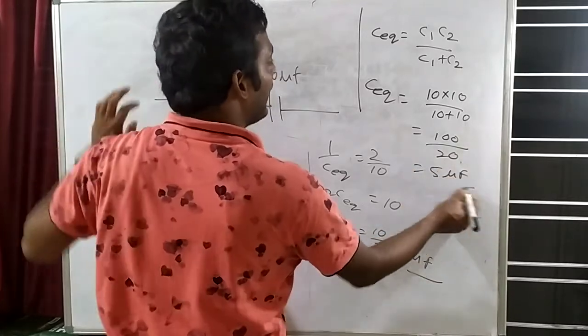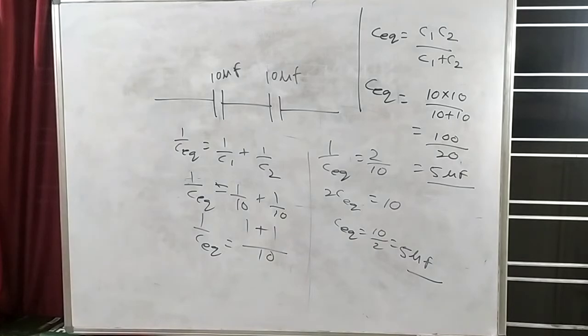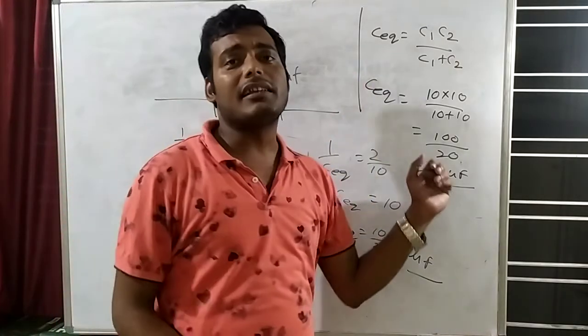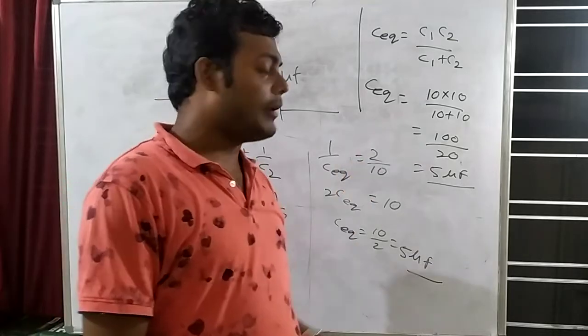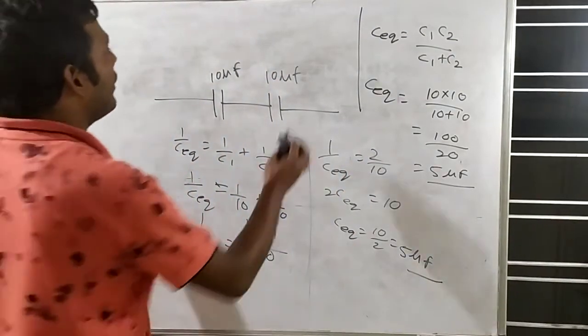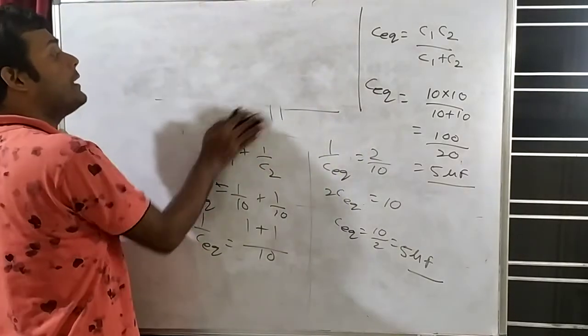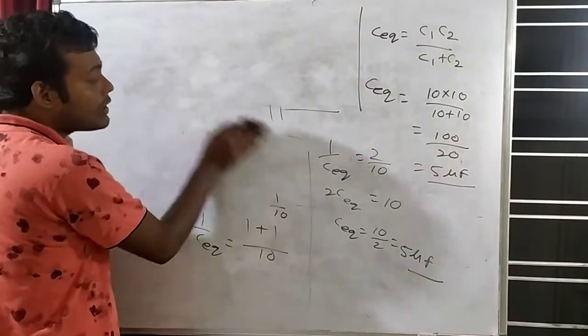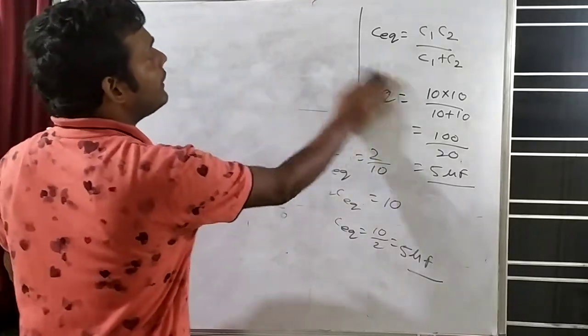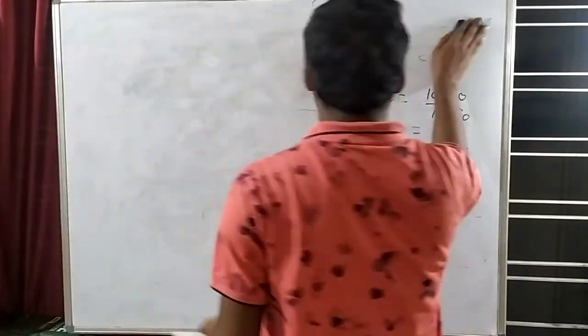See? The direct answer is coming now. So when two capacitors are connected in series, then we can directly calculate the C equivalent from C1 C2 by C1 plus C2. So I think that you have understood all this concept, but there are a lot of different types of numerical questions on capacitors, and we will take each and every variety of these in the next class.